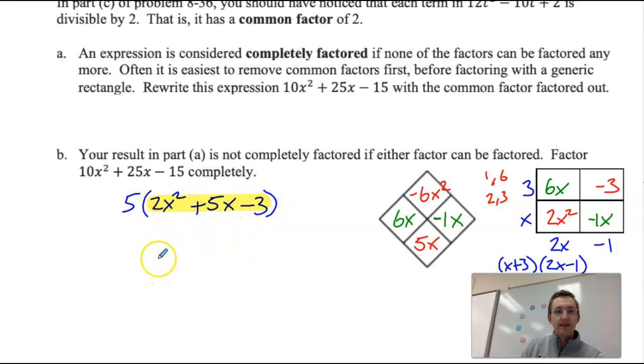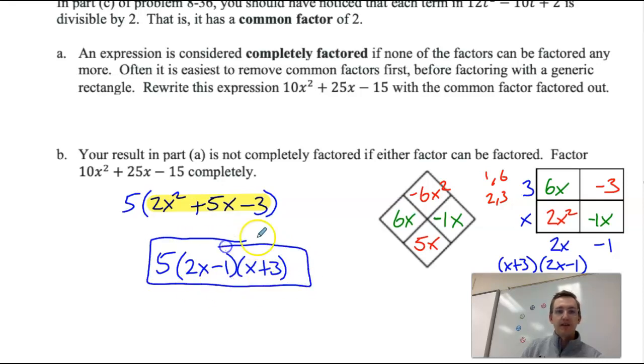Our final answer is we're taking these two sets of parentheses and substituting them in for that highlighted chunk. Our final answer is going to be 5 times 2x minus 1 times x plus 3. Our one factorable form, factored completely because we factored our common factor out for both of those.